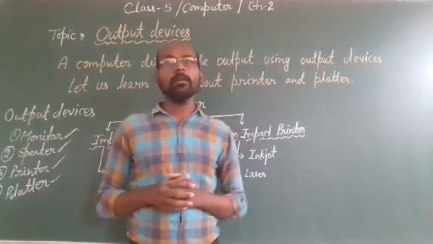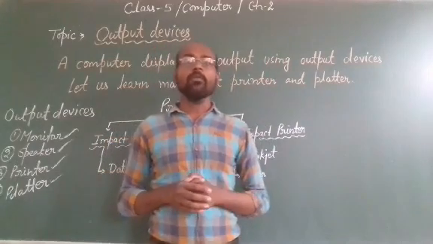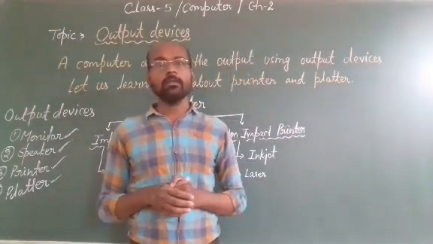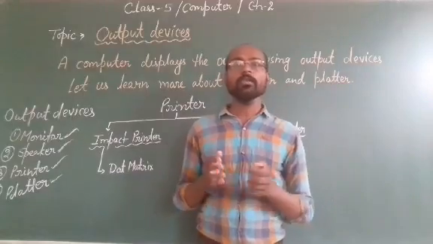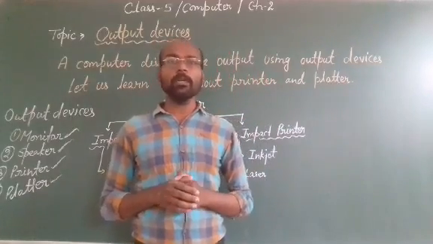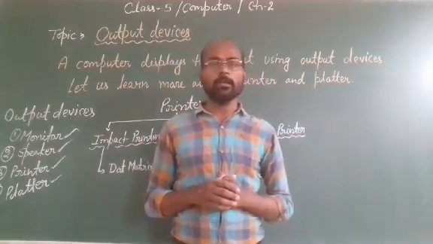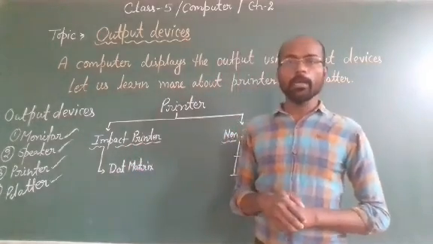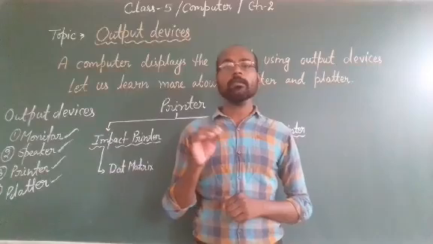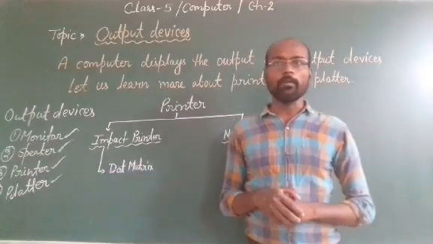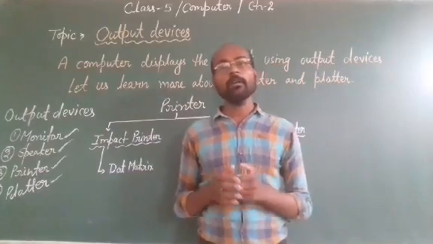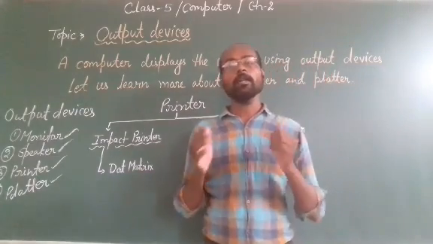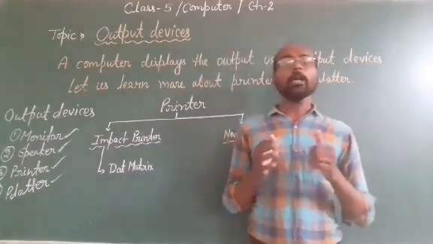This type of printer creates noise while printing and does not produce very high quality print. Students, the most common example of an impact printer is the dot matrix printer. It prints by striking ink on the paper.